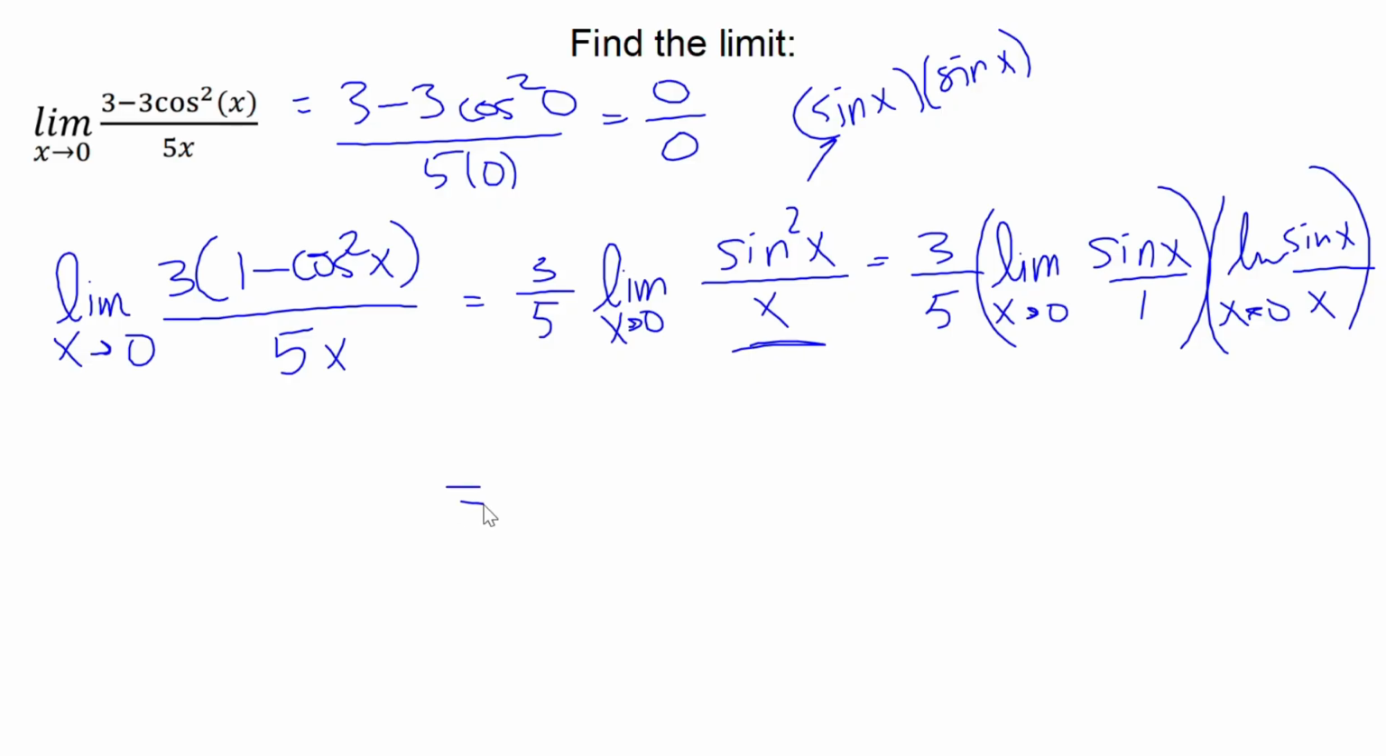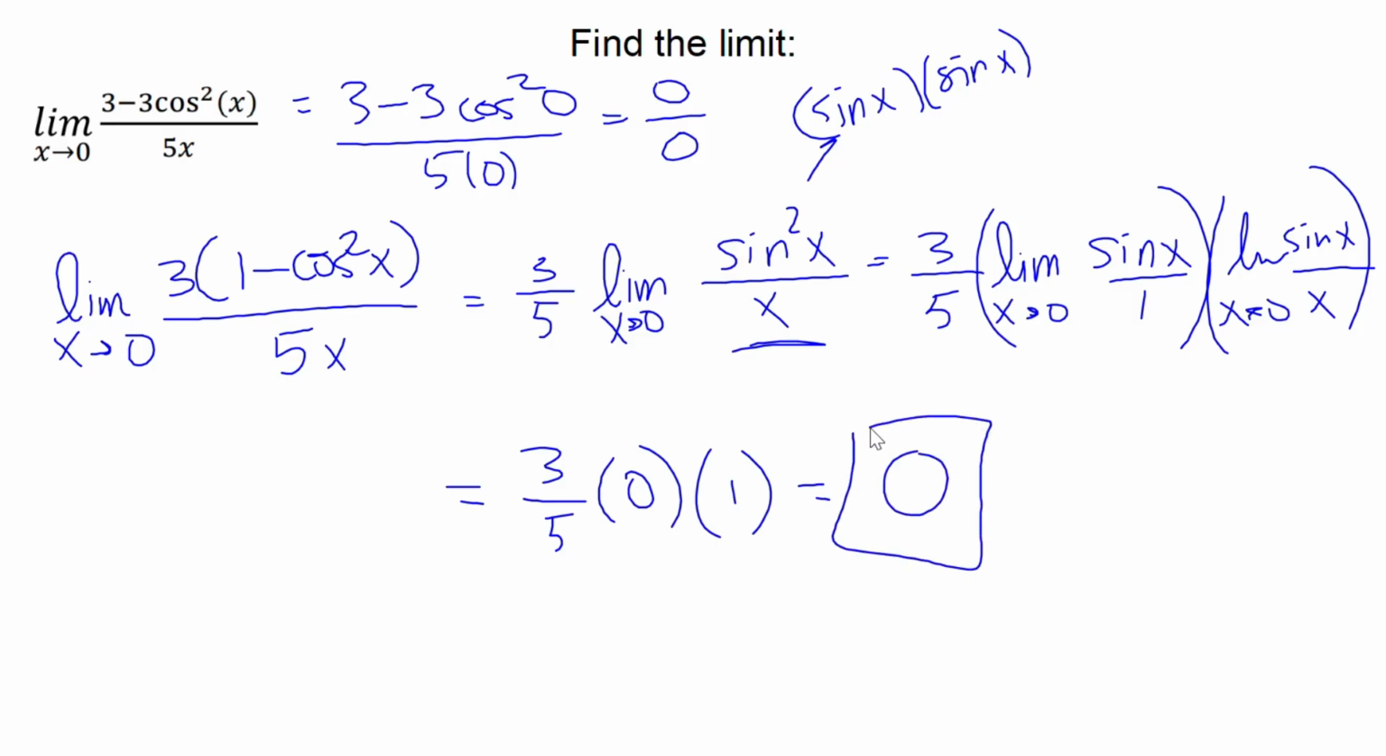So now we'll just evaluate each of these limits. We still have the 3/5 out in front. The limit as x approaches 0 of sine x is just the sine of 0, which is 0. And then the limit as x approaches 0 of sine x over x is 1, because we know that. And 3/5 times 0 times 1 is just 0.